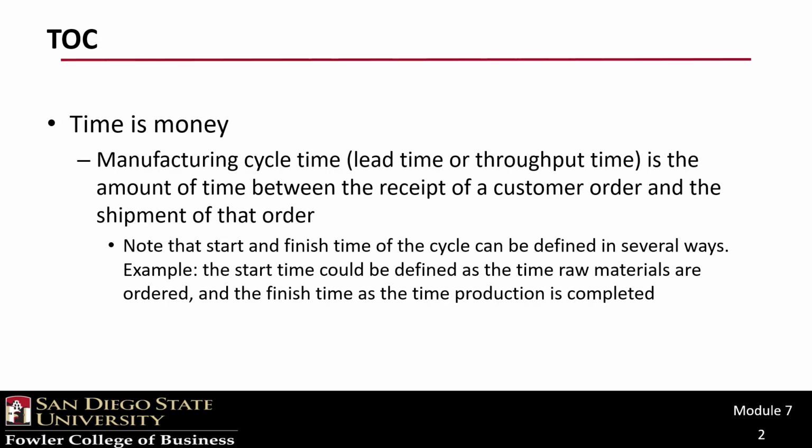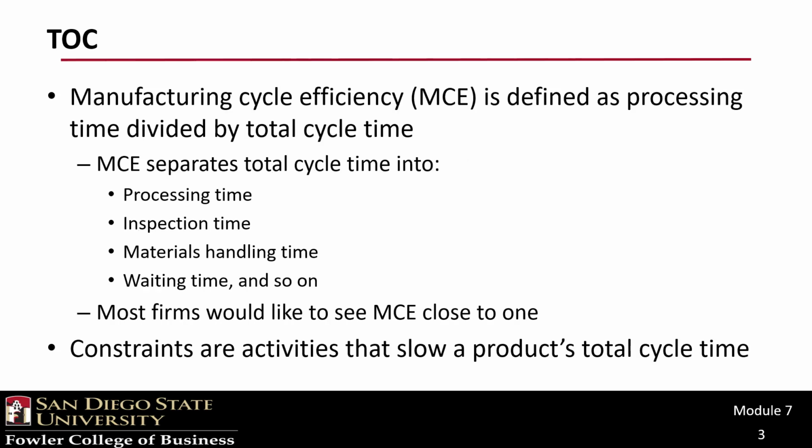Manufacturing cycle time, lead time or throughput time, is the amount of time between the receipt of a customer order and the shipment of that order. Note that the start and finish time of a cycle can be defined in a bunch of different ways. So start time could be defined as the time raw materials are ordered, and finish time is the time production is completed.